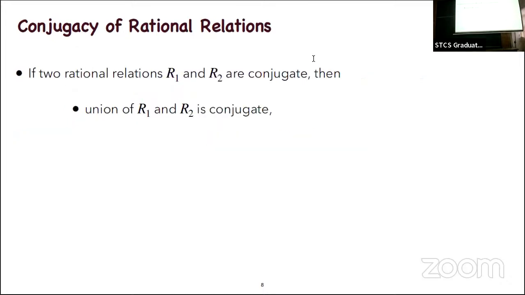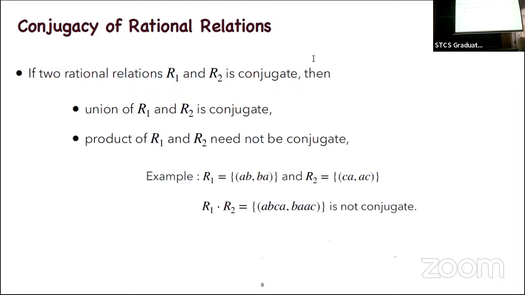Let's now consider two rational relations R1 and R2. If they are conjugate, then the union is also conjugate, because if R1 is conjugate, every pair is conjugate, and if R2 is conjugate, every pair is. So I take the union. But the product of R1 and R2 need not be conjugate. That means that if I take a pair from R1 and a pair from R2 and concatenate them, the result need not be conjugate.